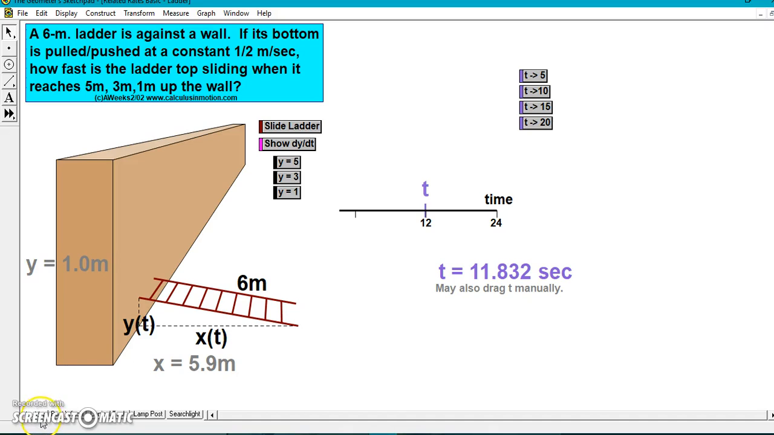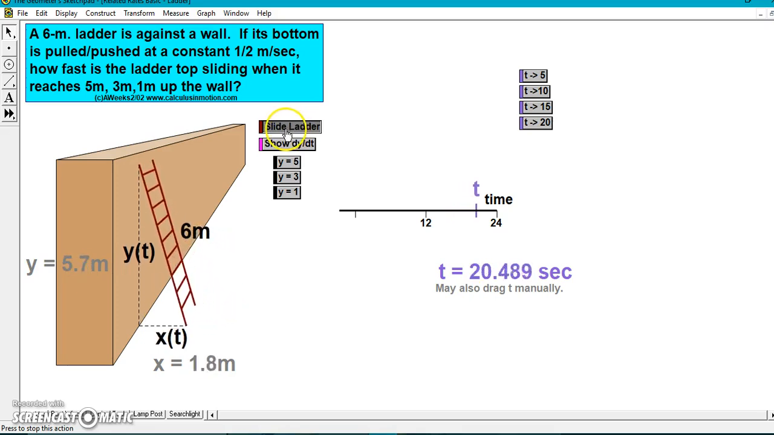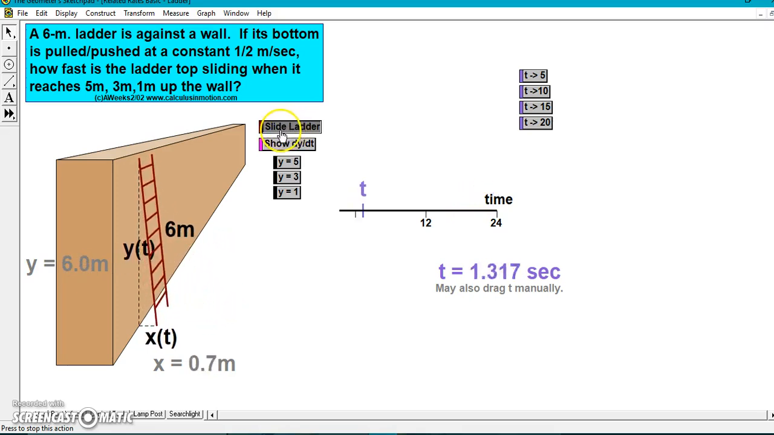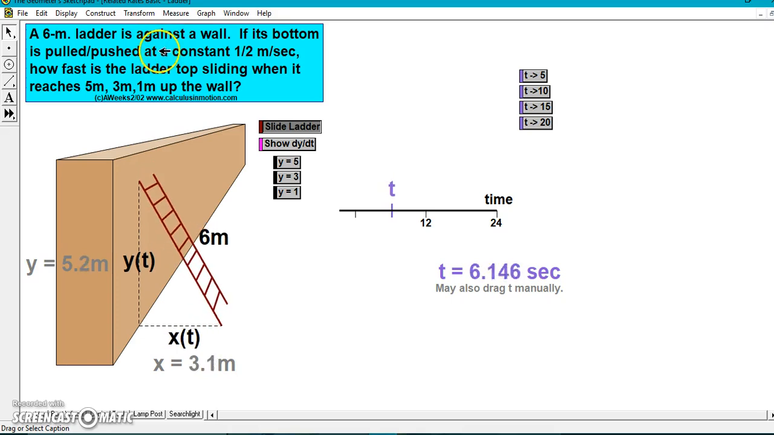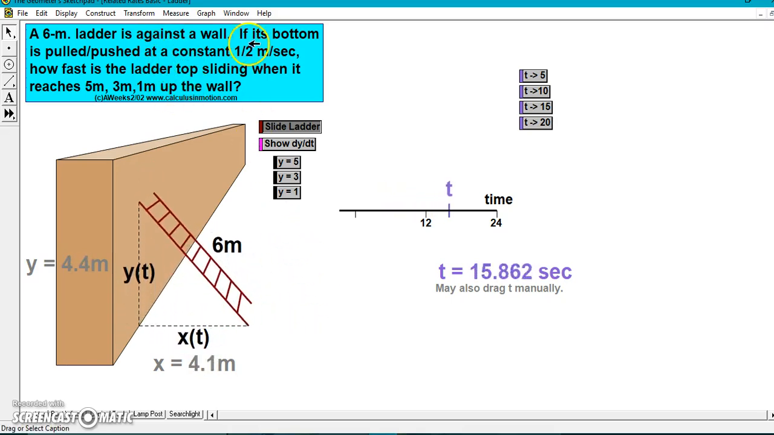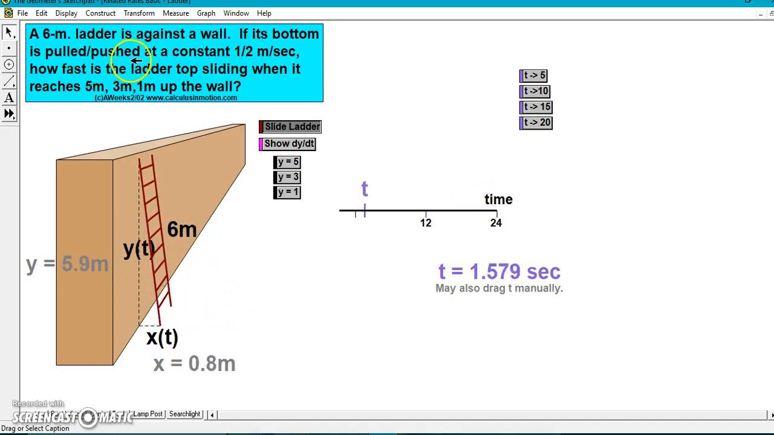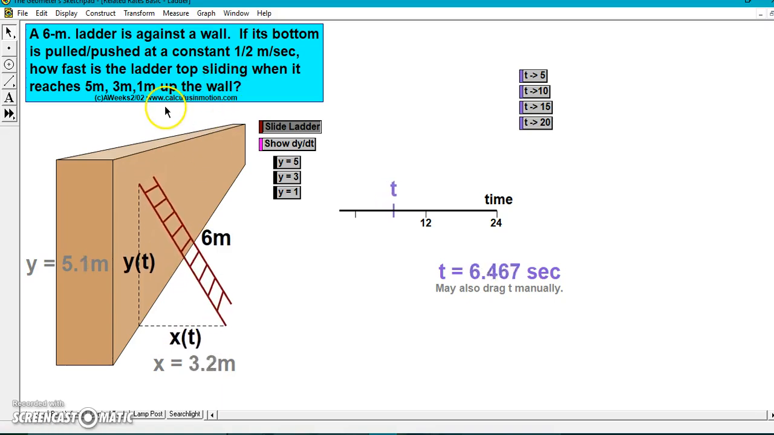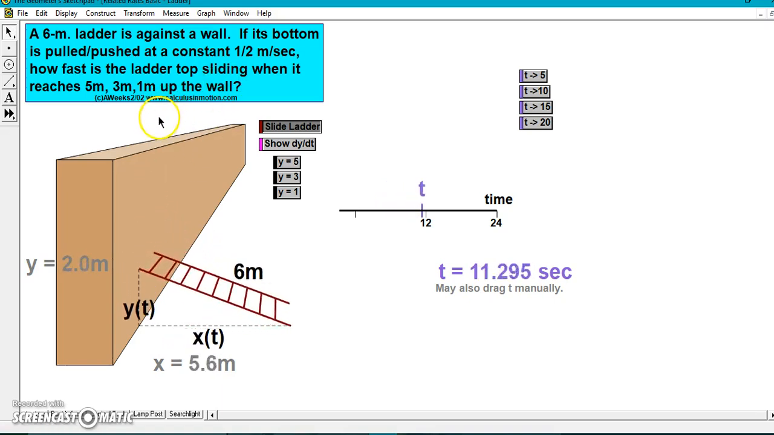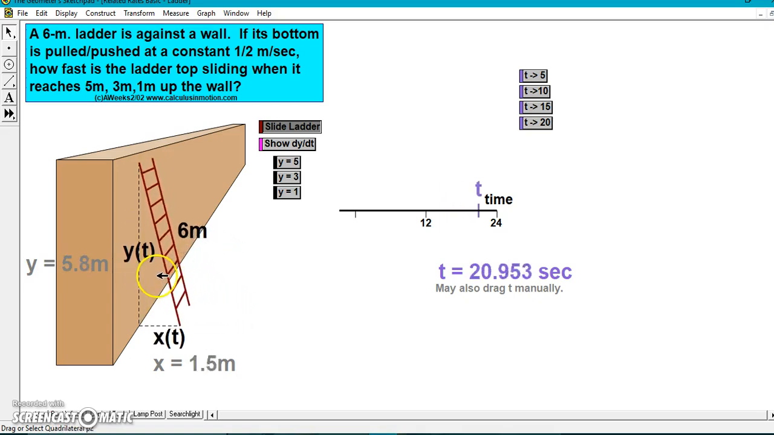Another really typical one is the ladder problem. So let's start it at the top where it's realistic here. We have this ladder that starts at the top, and it's leaning against a wall, and it's sliding down, which you would never want to happen if you were actually using it, but let's just say it is happening. And we're saying if its bottom is pulled or pushed at a constant rate of 0.5 meters per second, how fast is the ladder sliding down when it reaches 5 meters, 3 meters, or 1 meter up the wall?